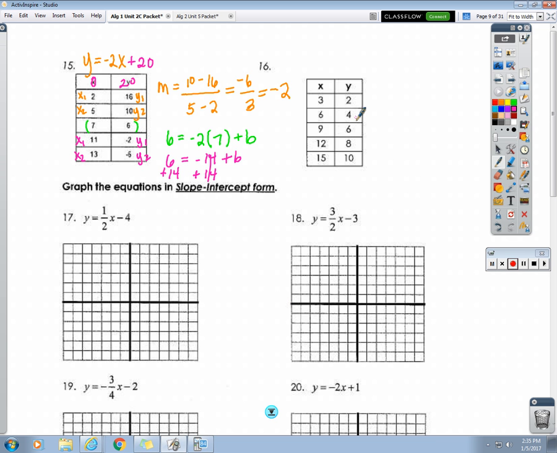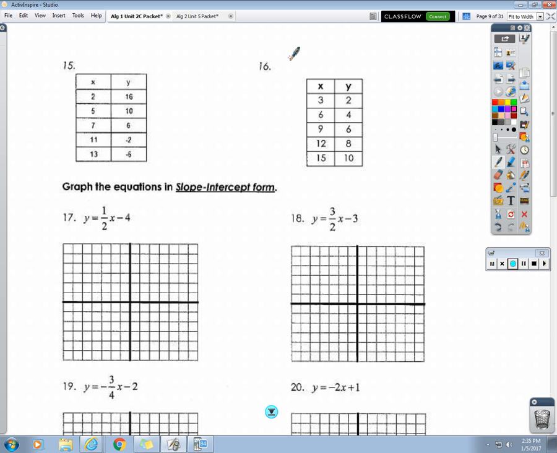Alright, let's try number 16. Can I erase? Y equals mx plus b. Okay, first let's find the m by calculating the slope. Which points would you like to use? Okay, so we use the first two. That's your x1, y1, and this is your x2, y2. So when you plug them in the formula, it'll be what minus what? Right, which becomes what over what? 2 over 3.